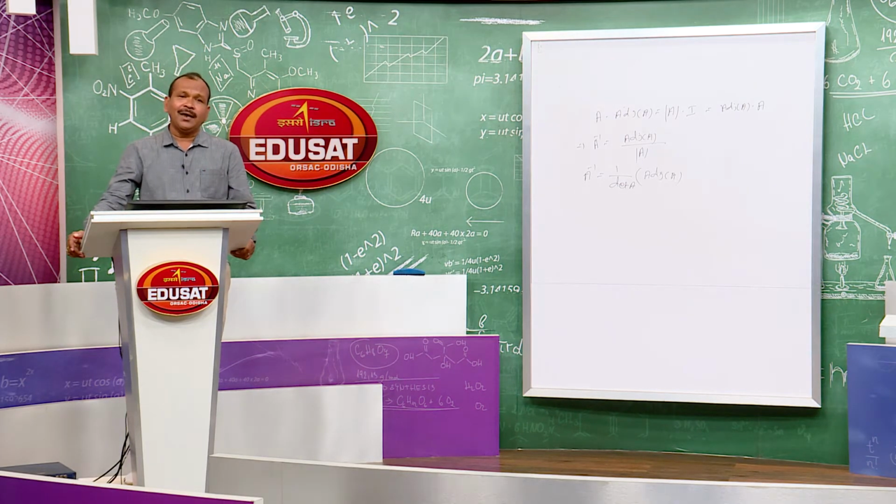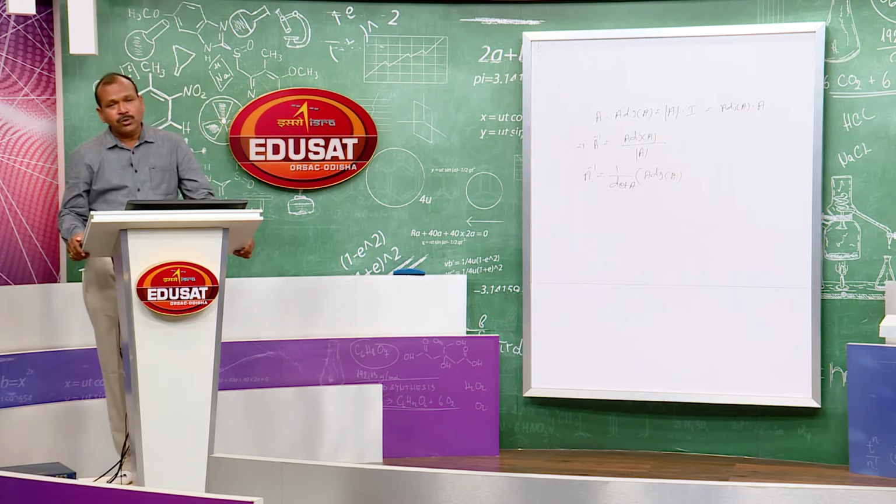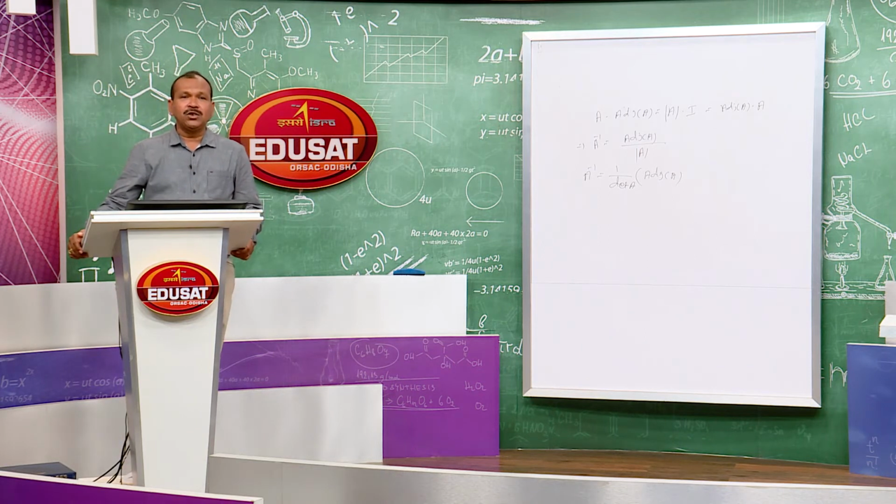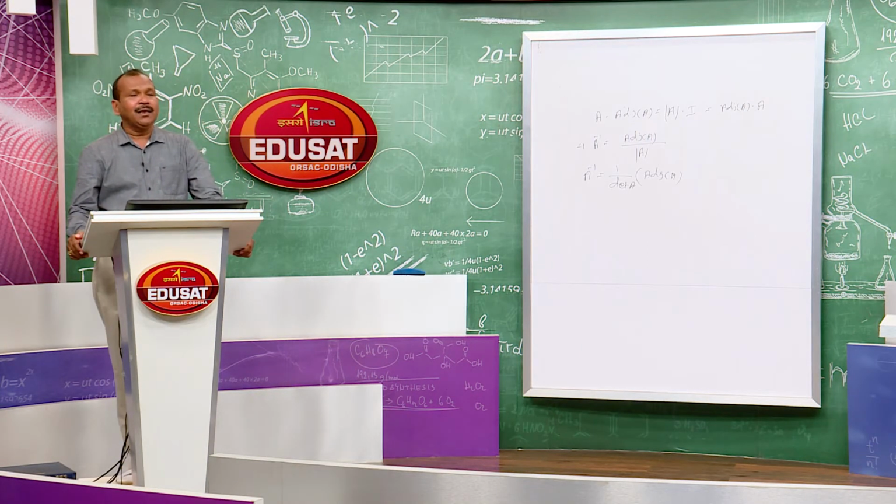The most important point: whenever we find the inverse of a matrix, first we have to find the determinant value. If the determinant value is not equal to 0, then proceed to find the minor matrix, cofactor matrix, adjoint matrix, etc. Then find A inverse is equal to adjoint A by det A.